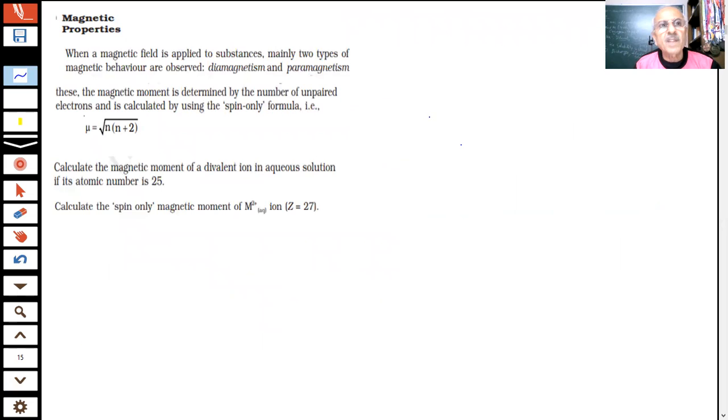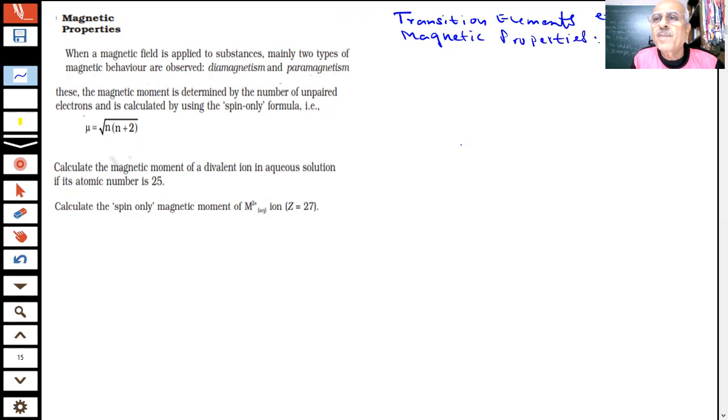Now we are coming to another important property of the transition elements. Transition elements, students, exhibit magnetic property, and questions are asked on this. What do you mean by magnetic property, students? You already know about it in physics, and also in chemistry.